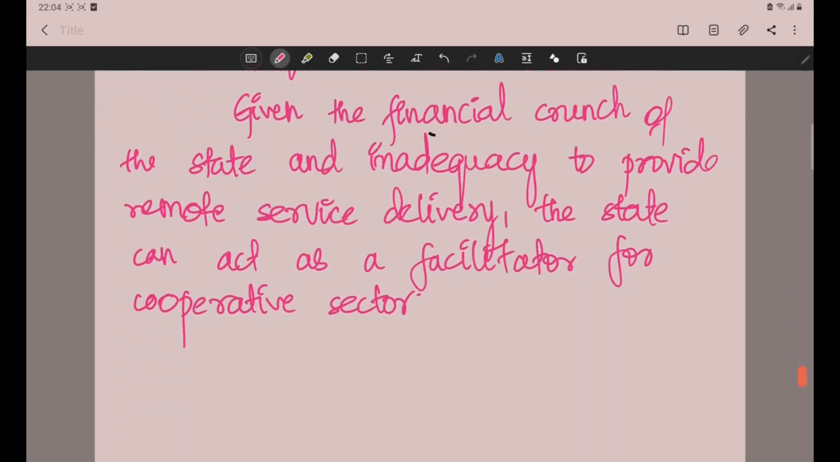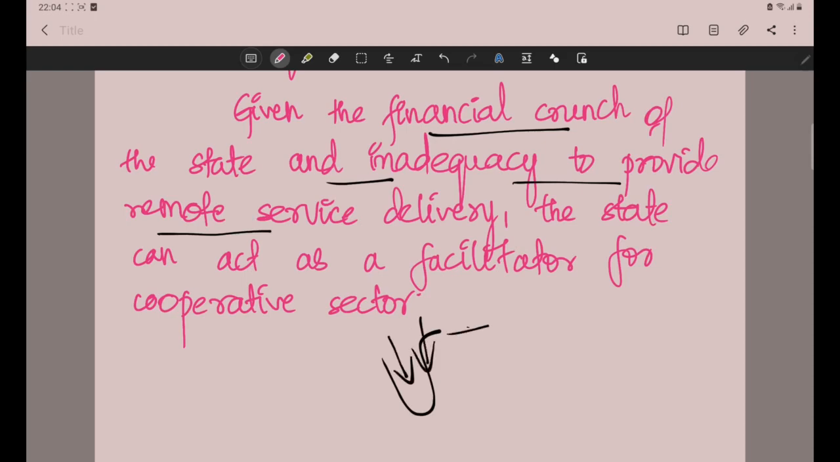So given the financial crunch of the state and inadequacy to provide remote service delivery, because India is a populated country and the state can't provide all the services because it is having limitations also. So this can be a tool by which the government can be a facilitator so that the people themselves can develop. So this is the model answer.